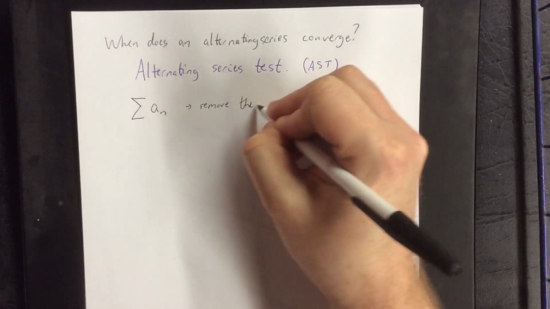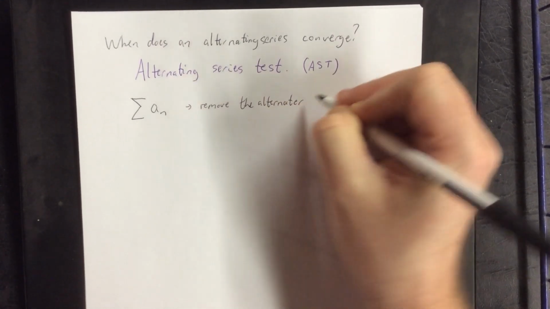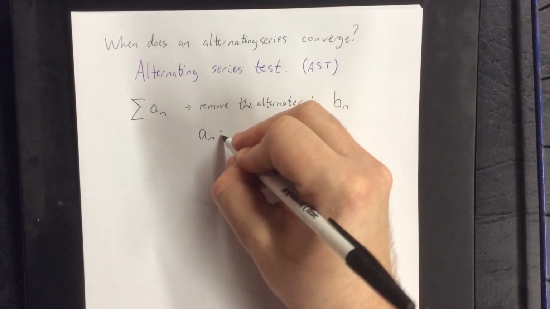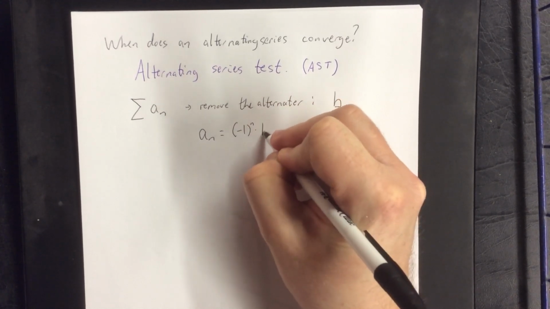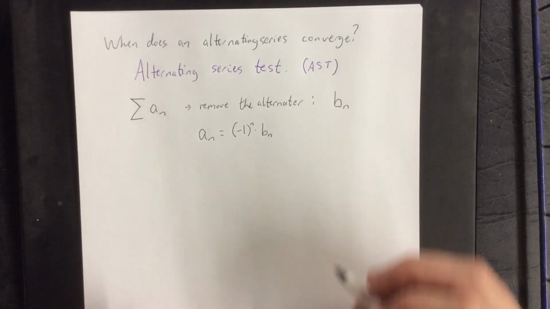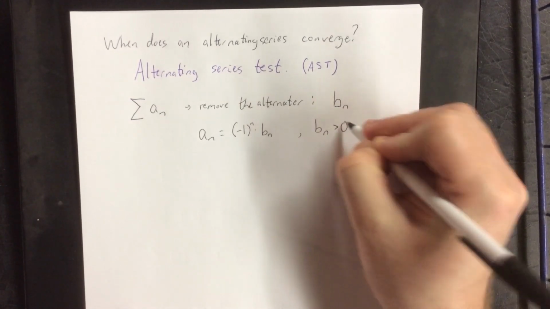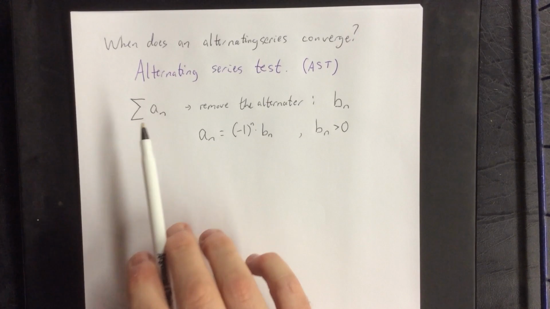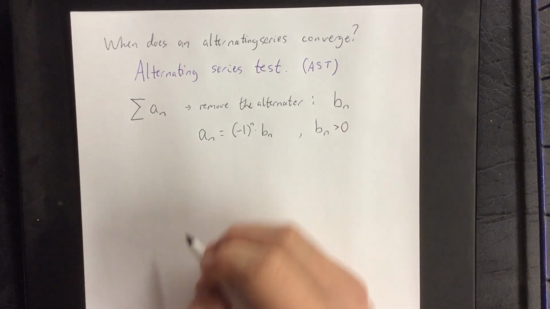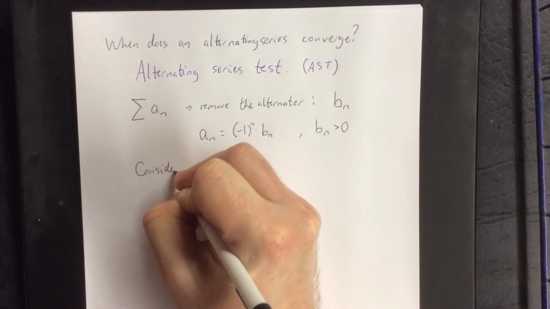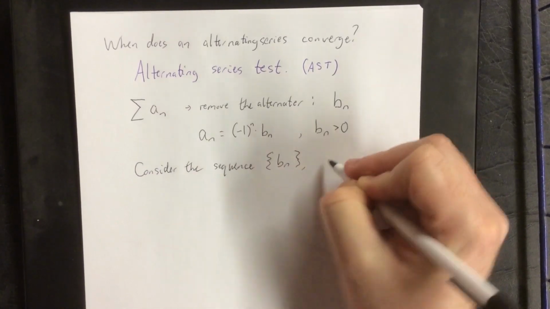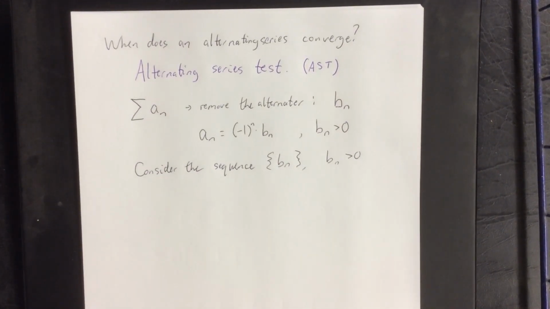If you remove the alternator, we're going to refer to those terms as b sub n. That is, of course, a fancy way of saying a sub n is equal to an alternator times b sub n. It doesn't necessarily have to be this. It could be one of the other forms of the alternator. The important thing is we want the positive versions of this. To determine the convergence of the alternating series, we need only consider the sequence that we get from this. So, consider the sequence of b sub n, where all of your terms in that sequence are greater than 0.